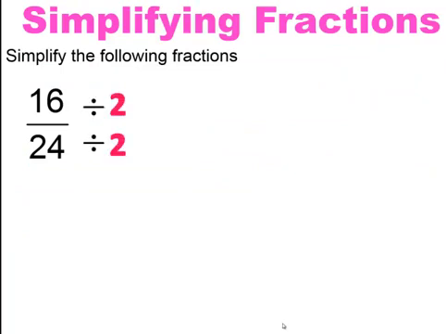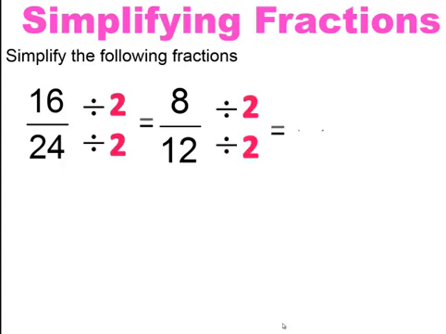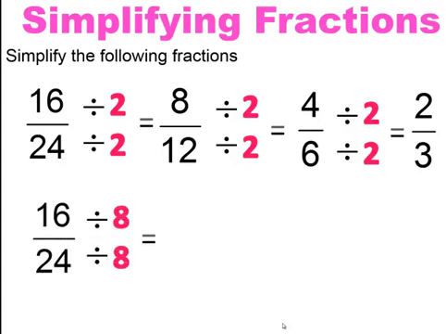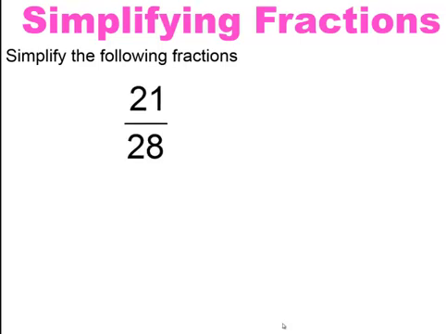So whether you chose to divide out 2 until there were no other common factors, you would get 2 over 3, or if you knew right off the bat that the highest common factor was 8, you would get the same solution, the reduced fraction of 2 over 3. Pause and try. In this case, the only common factor is 7. You divide 7 out of the numerator and the denominator, and you get your reduced fraction, 3 over 4.